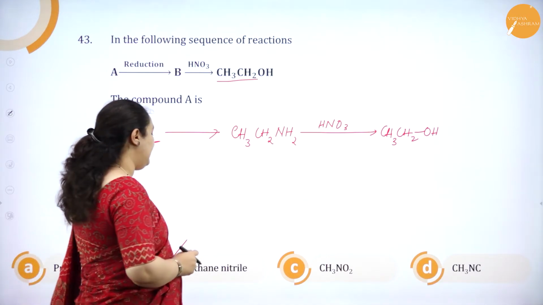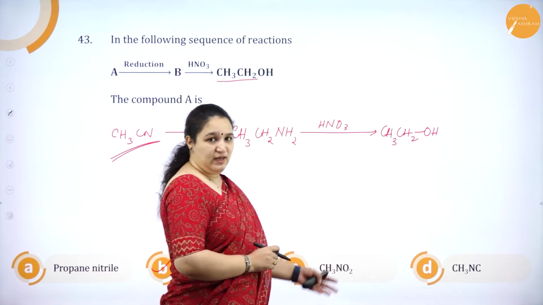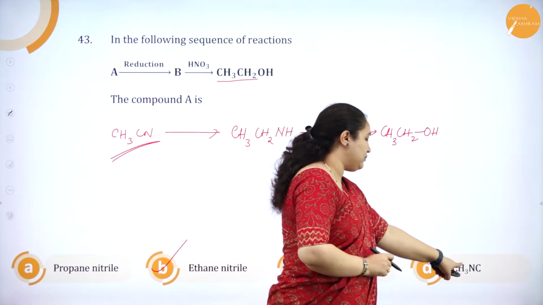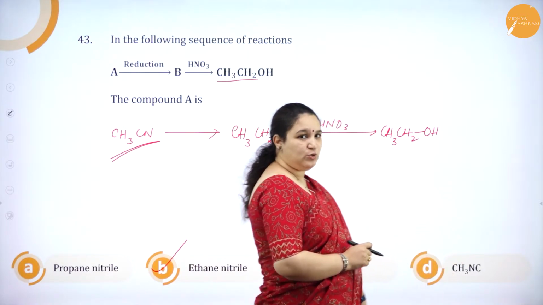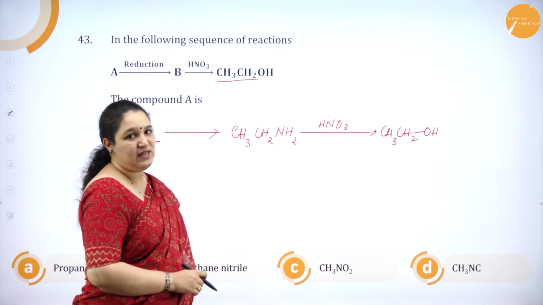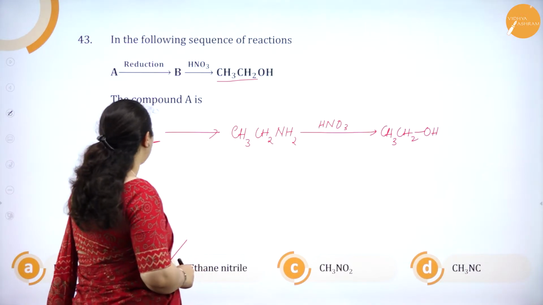Hence, propane nitrile and C is ruled out. There you have carbon atom, but nitrogen is the one which is bonded over here. So, it's difficult to break the bond just like that. So, it should be ethane nitrile, which is the correct answer. So, I hope you have understood.